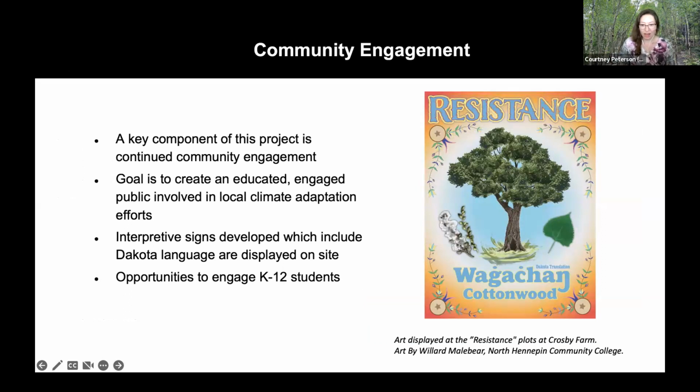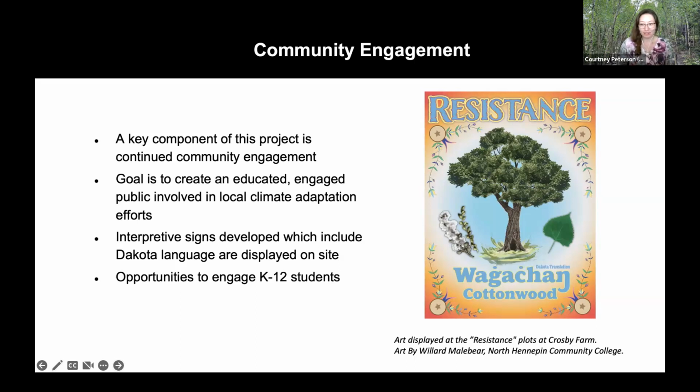We experienced a drought the summer after we planted all of the seedlings. And so we had volunteers who were out there watering to make sure all of the planted seedlings were able to survive during that drought. So volunteers have been a really important part of this project.